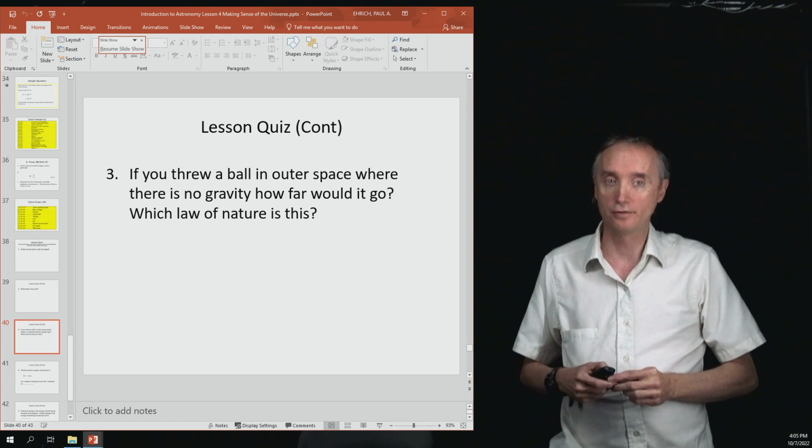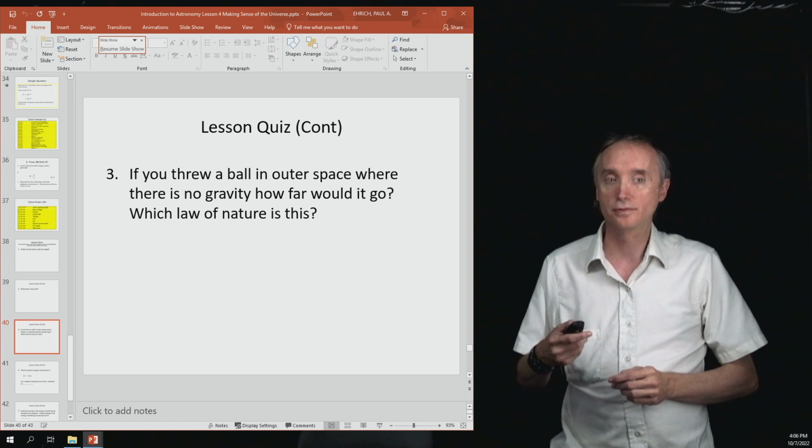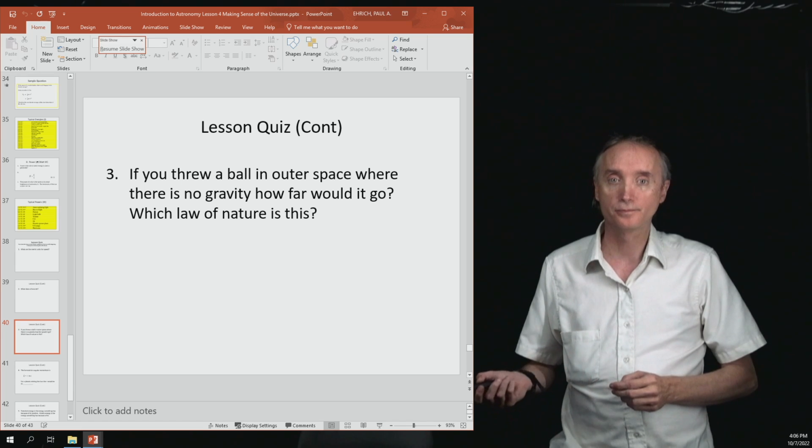Okay, it would go forever at a constant speed in a straight line. And then which law of nature? Newton's first law of motion.